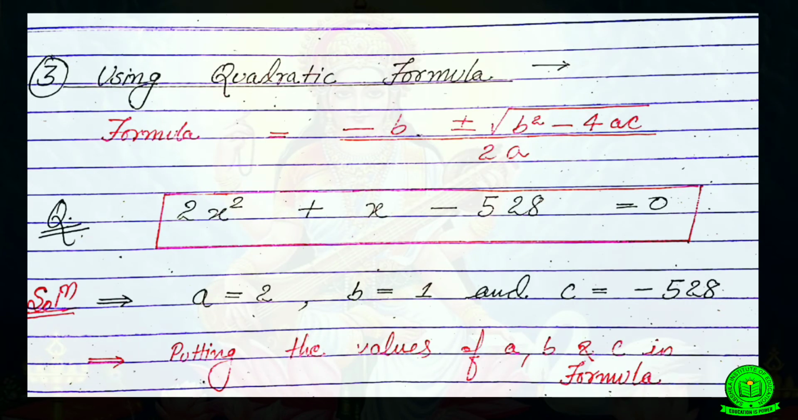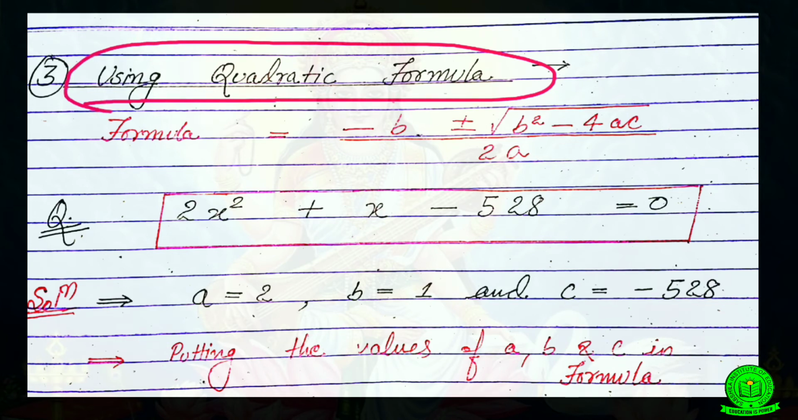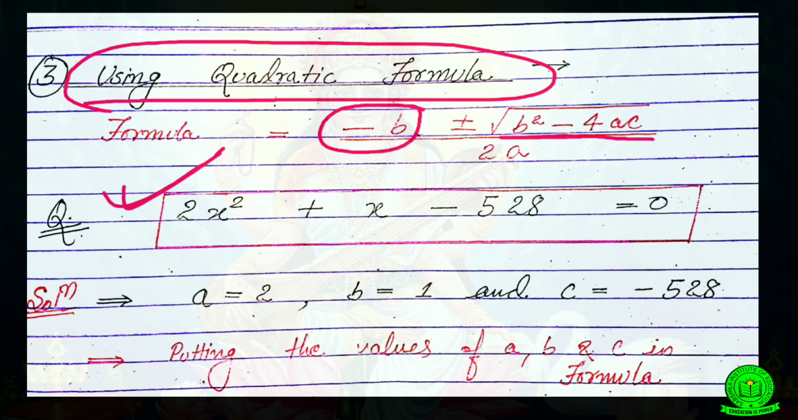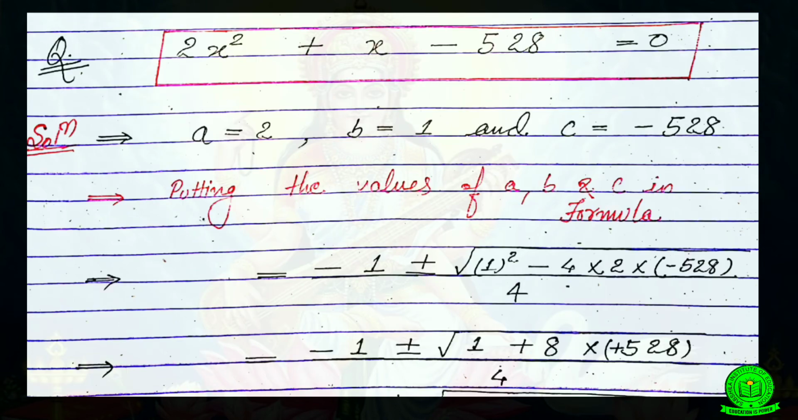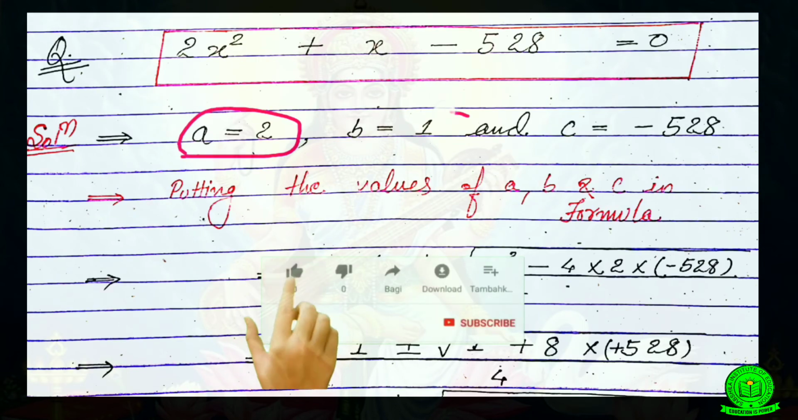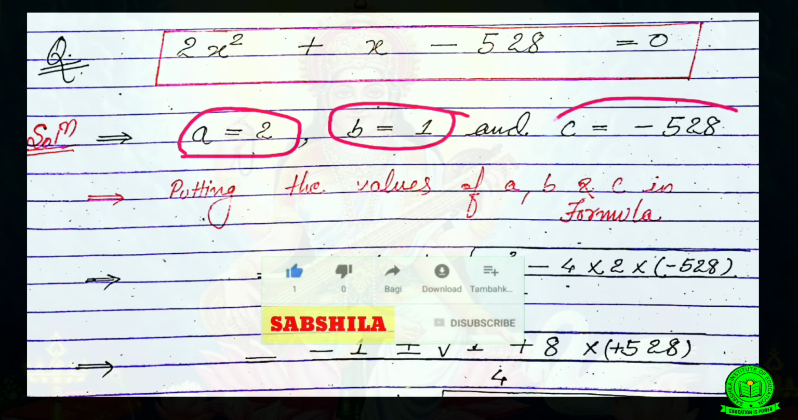Okay, the next method is using the quadratic formula. What is the formula? The formula is x equals minus b plus minus under root b square minus 4ac, divided by 2a. Okay, let's understand the formula with the help of one example. The example is 2x square plus x minus 528 is equal to 0. The value of a is 2, the value of b is 1, and the value of c, the constant term, is minus 528.